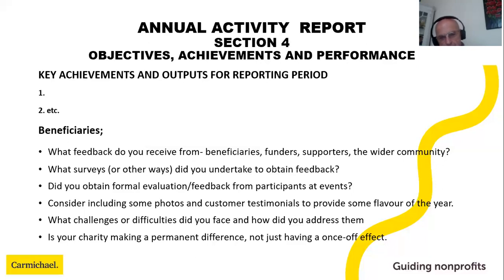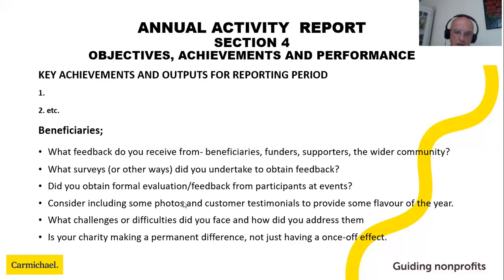For example, at the end of this presentation, I would be asking you to complete an evaluation form in relation to the content of the presentation, and indeed in relation to the presenter. And we'll be looking at that feedback, and Carmichael and myself will be looking at how we can improve where necessary.